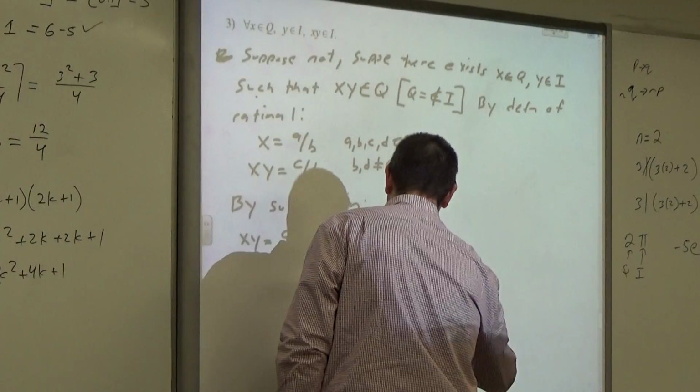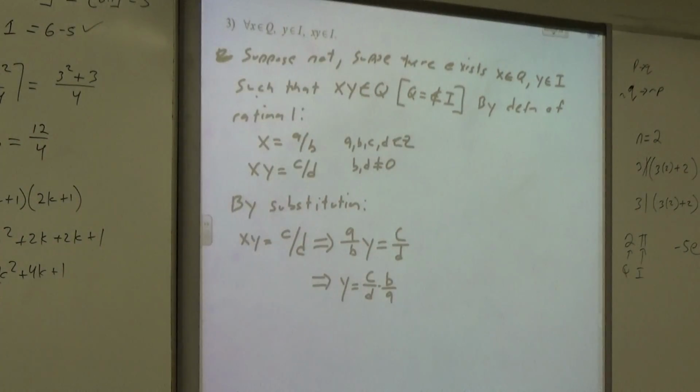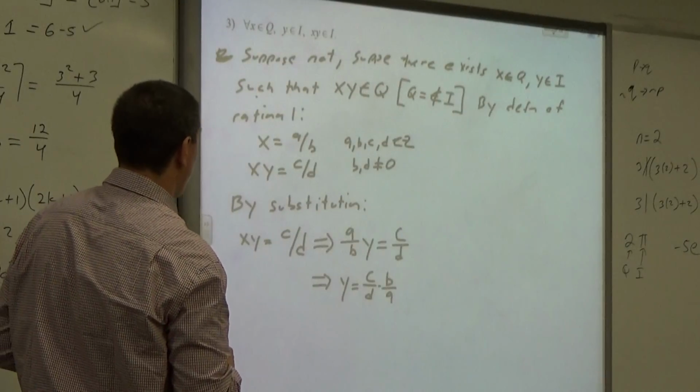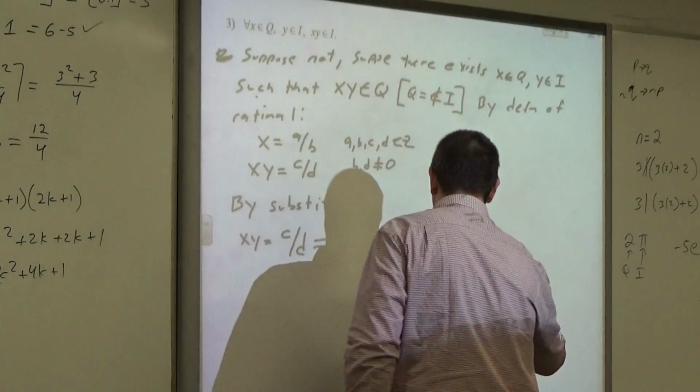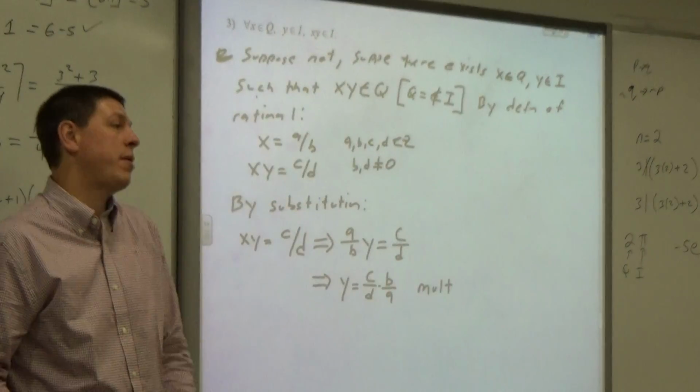Yeah, I know. Okay. Guys, everybody agrees with that, right? You just multiply both sides by the reciprocal to be able to clear out a fraction. Okay? So y equals c over d times b over a. Okay, that's just by multiplication. Nobody doubts that. Okay, so how does that help us? Maybe it doesn't, I don't know.